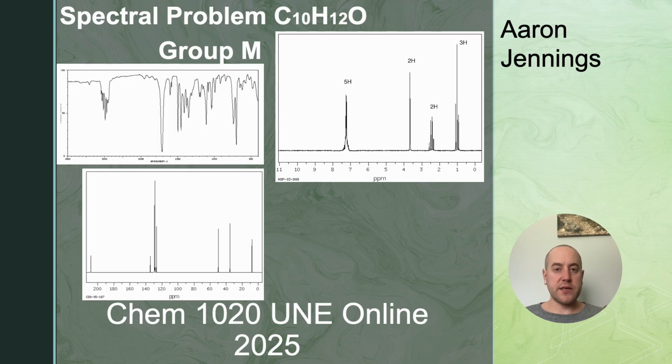Our problem here is C10H12O, and we are given the three graphs present. I'm going to work through the next few slides breaking down what each peak means and trying to make sense of what the structure should end up being.